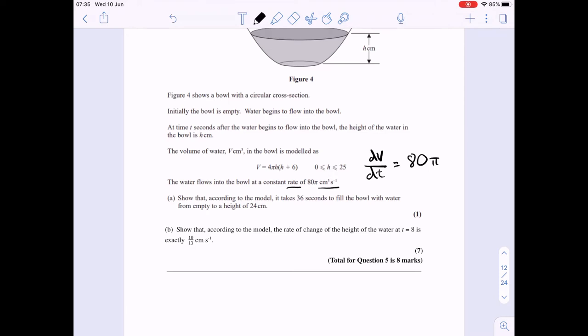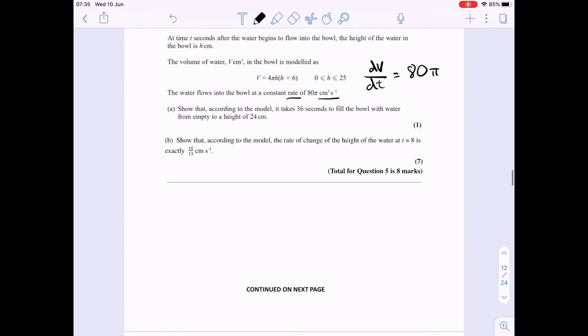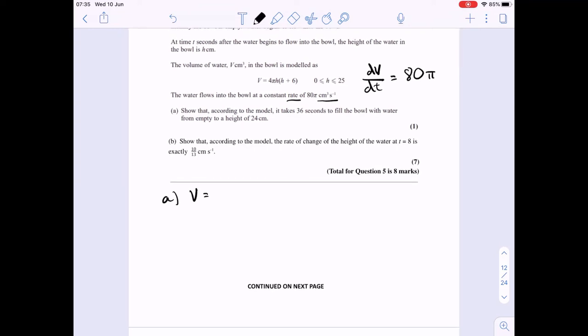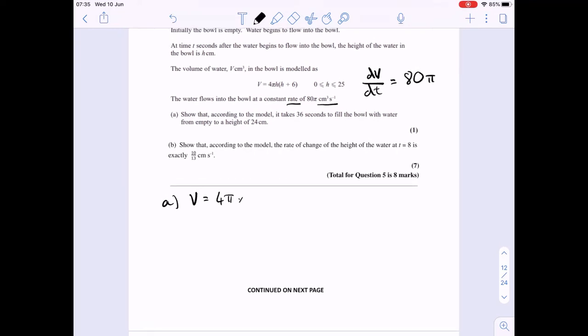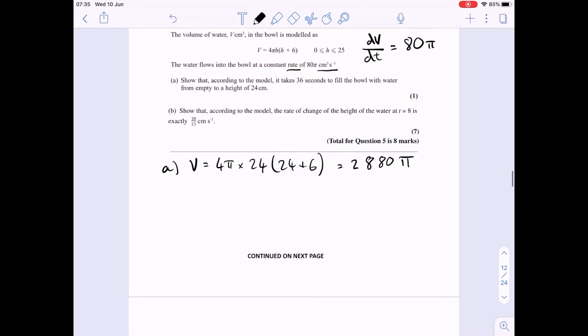Show that according to the model it takes 36 seconds to fill the bowl with water from empty to a height of 24 centimeters. So first we need to work out what the volume is. To get a height of 24, it's going to be 4 pi times 24 times 24 plus 6. And if I type that in on my calculator, 4 pi times 24 times 30, I get 2880 pi.